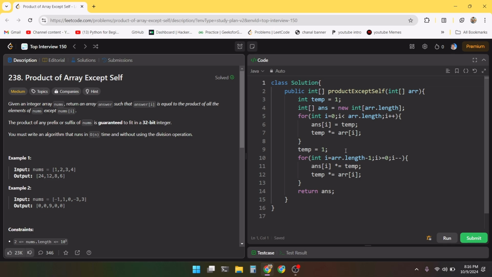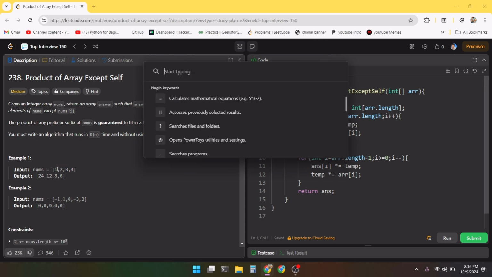Continuing with hashtag DrGViswanathanchallenge, question number 11. This is a question, well, to be very honest, a very easy question. Product of array except itself means you have to take the product of all the elements of the array except the current one.